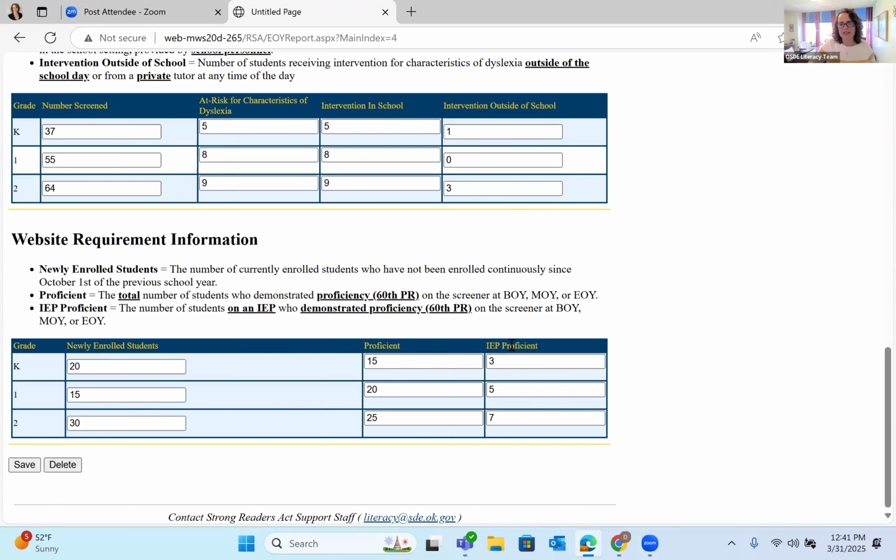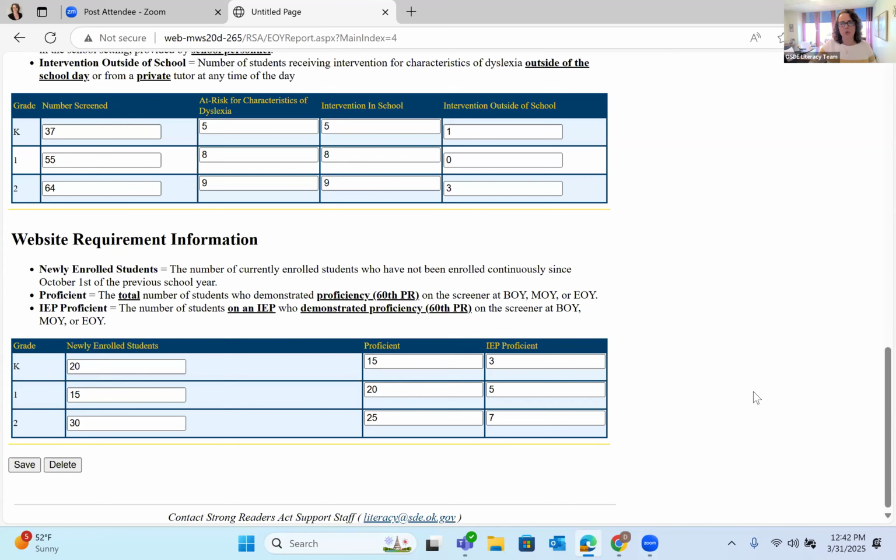And another thing to consider is these students will be counted here twice. So this 3 that I have for IEP proficient here, these 3 are also included in this 15. So yes, your IEP students who are demonstrating proficiency will be counted in this number as well as this number, because this is your total number of students who demonstrated proficiency.